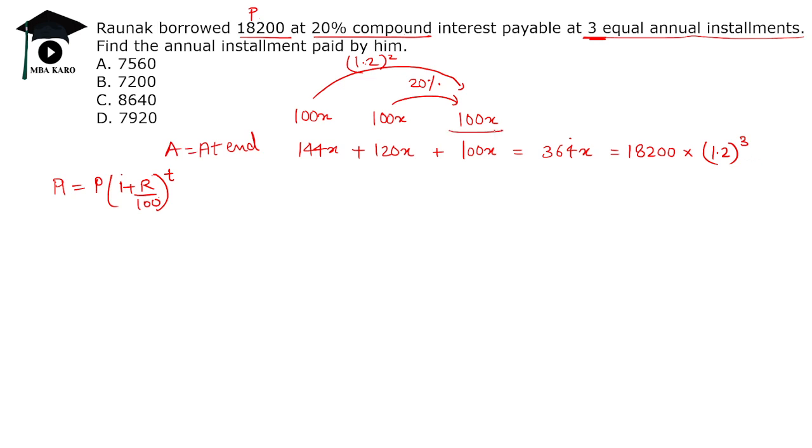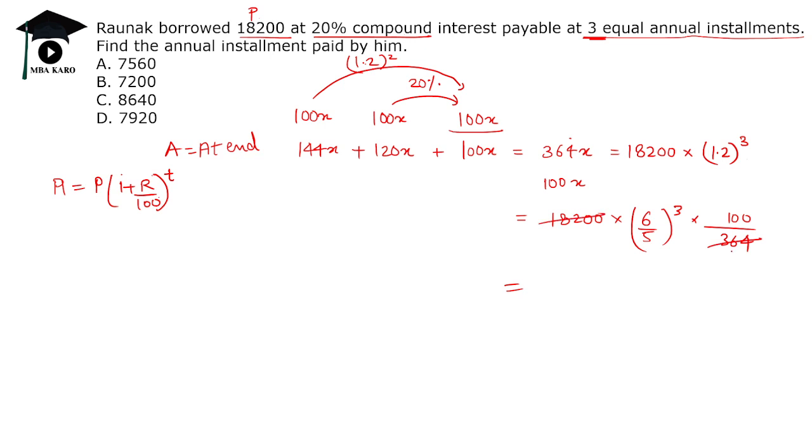And then we need to find the value of one installment. We need to find 100x. So that will be equal to 18,200. Okay. And we can make it 6 by 5 whole cube. And this is into 100 by 364. Okay. So we can just simplify it to this thing.